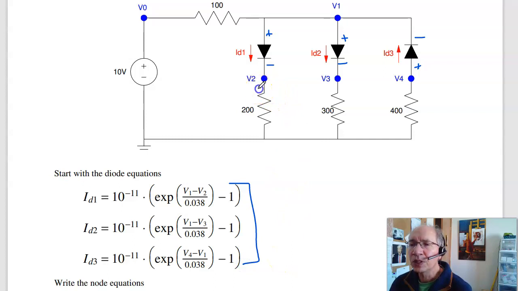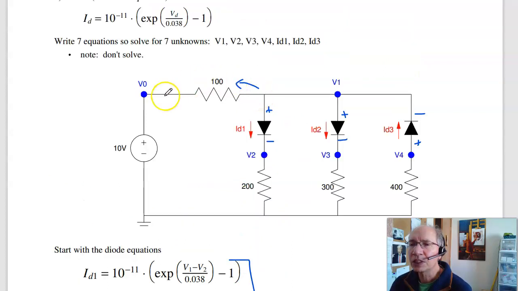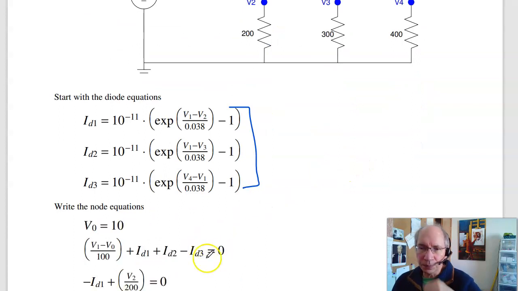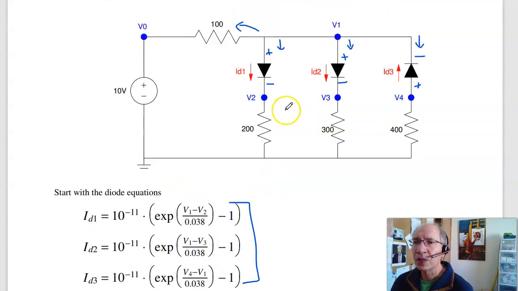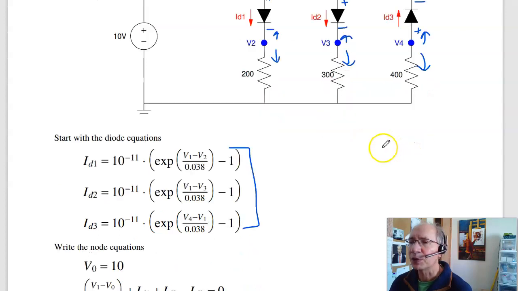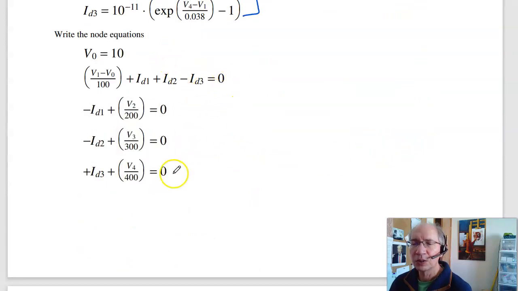Now at node 1, the currents add to 0. So the current left is V1 minus V0 over 100, plus ID1, plus ID2, minus ID3. Gives you this equation. At node 2, current up and current down add to 0. Current up is minus ID1, plus V2 over 200, minus ID2, plus V3 over 300, plus ID3, plus V4 over 400. Gives you the equations that need to be solved to solve for this circuit. So that is quiz number 2 for ECE 320.